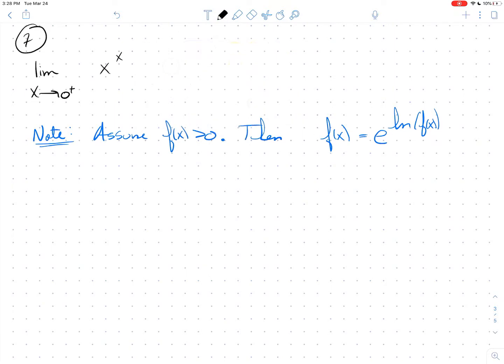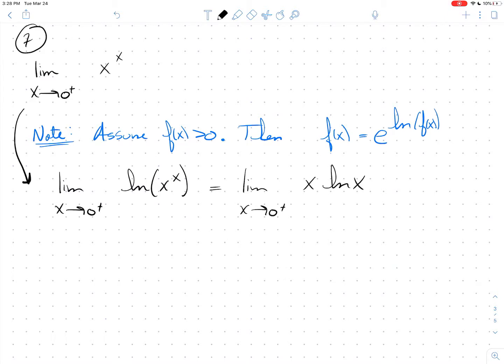Here we go. So what I'm going to do is I'm going to compute a different limit. Okay, so I'm going to look at the limit as x goes to 0 from the right of the natural log of x to the x. I'm not saying equals. If I said equals, that would not be true. They're not the same, but that's what I'm going to study. Of course, I'm immediately going to simplify this and write this as x ln of x.